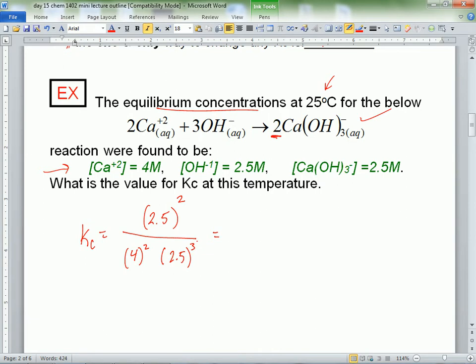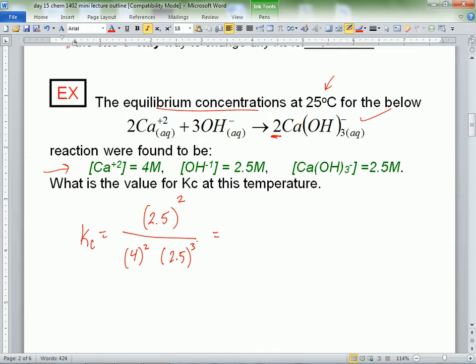So on your calculator, I would figure out how to use the x to the y button. Let me show you what I mean. You may have got an answer already. But I'm going to use the x squared button to get my 2.5 squared. Right? 2.5. Push the x squared button. And then hit divide. Push 4. Hit the x squared button again. Hit divide. 2.5. And I want to raise it to the third power.